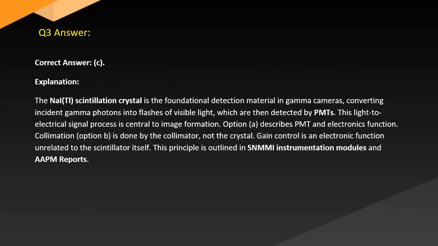Answer. Correct answer, C. Explanation. The NaI scintillation crystal is the foundational detection material in gamma cameras, converting incident gamma photons into flashes of visible light, which are then detected by PMTs. This light-to-electrical signal process is central to image formation. Option A describes PMT and electronics function. Collimation, option B, is done by the collimator, not the crystal. Gain control is an electronic function unrelated to the scintillator itself. This principle is outlined in SNMMI instrumentation modules and AAPM reports.